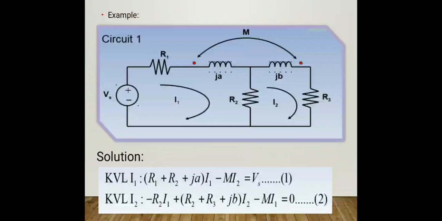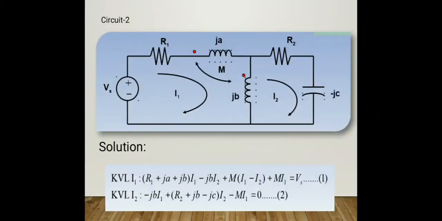Let me see more examples to clarify all your doubts and give perfect clarification. Let me see the circuit. We are applying KVL in the first loop. Normally R1 plus jωLA plus jωLB times I1 minus jωLB I2. The mutual inductance created in LA is due to the current passing through LB. What is the net current passing through LB? It is I1 minus I2. So jωM(I1 minus I2) is the voltage induced in LA.